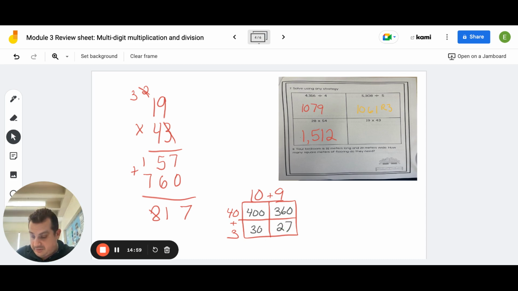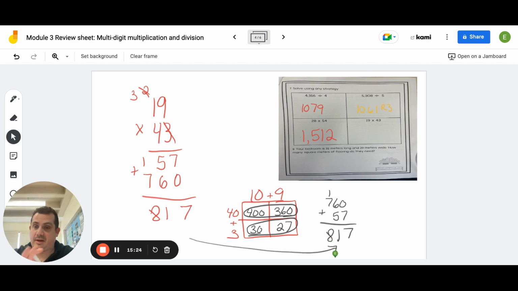Some of you may be able to see that 400 plus 360 is 760, or if you can't, add up all four. But I'm going to go 760 because I'm adding these two together. And then 30 and 27, I'm going to say is 57. So I'm combining my products, adding them together, and you get 817. You get the same thing. So there you go. So it's 817.